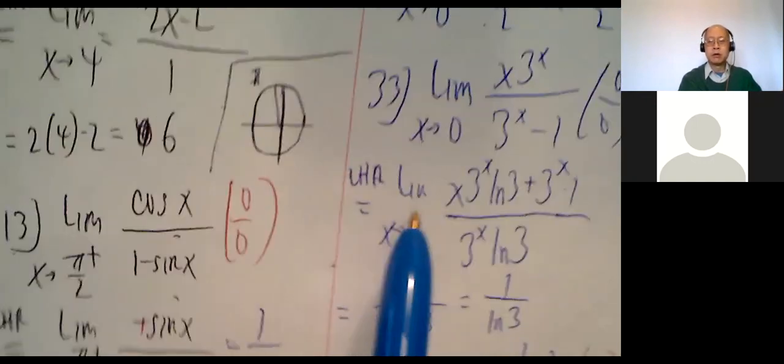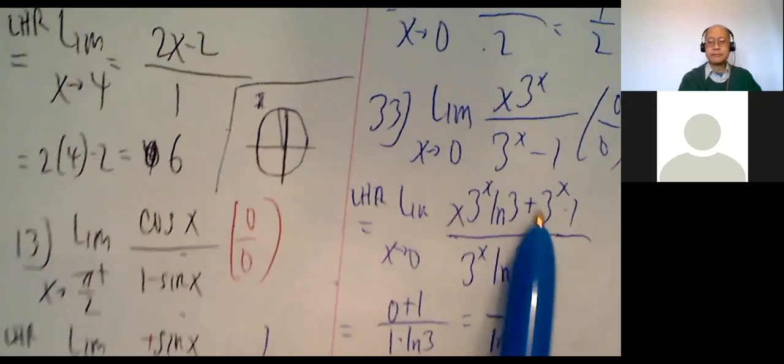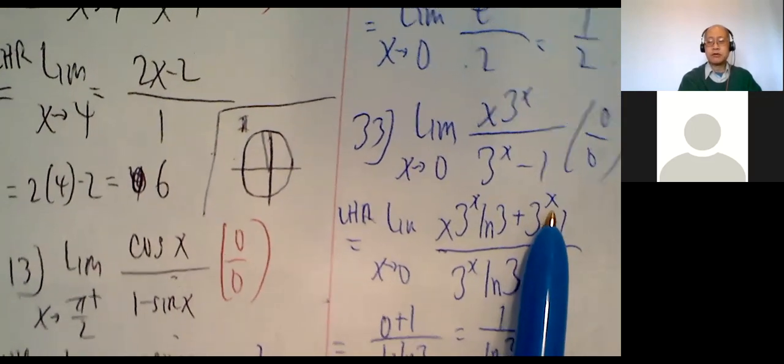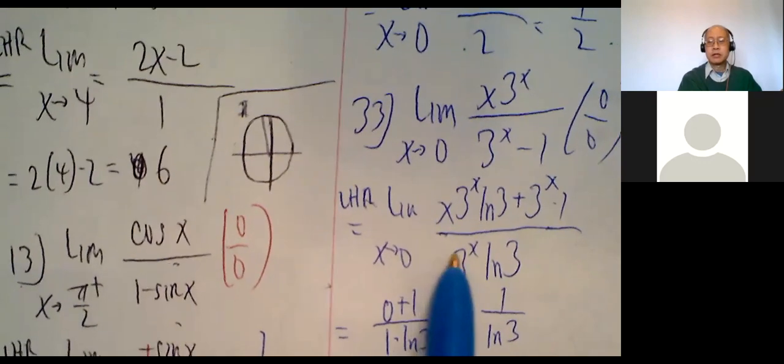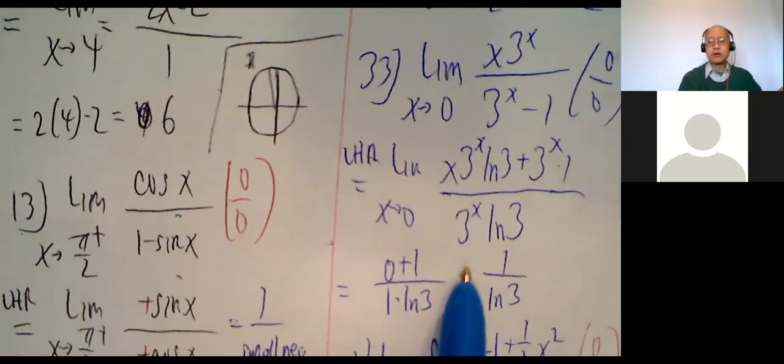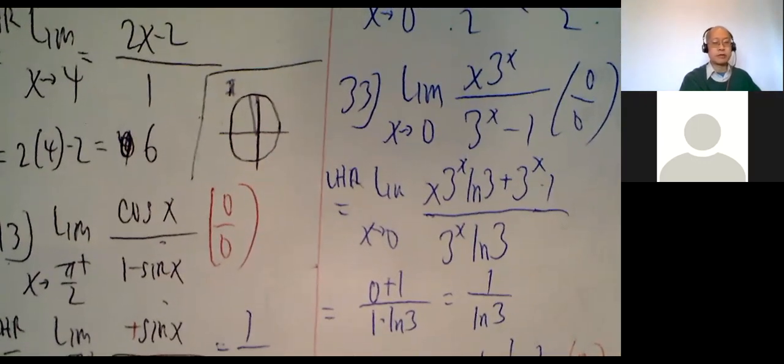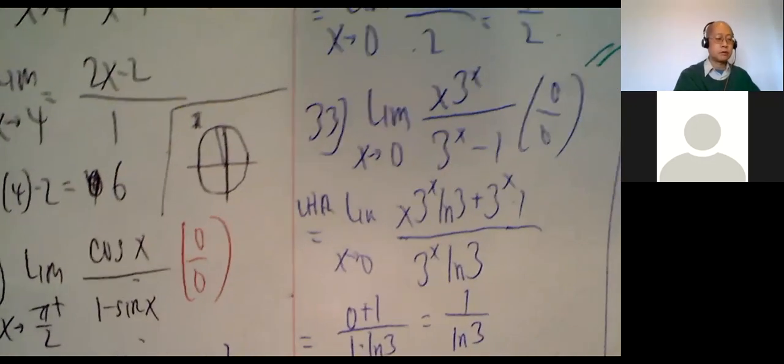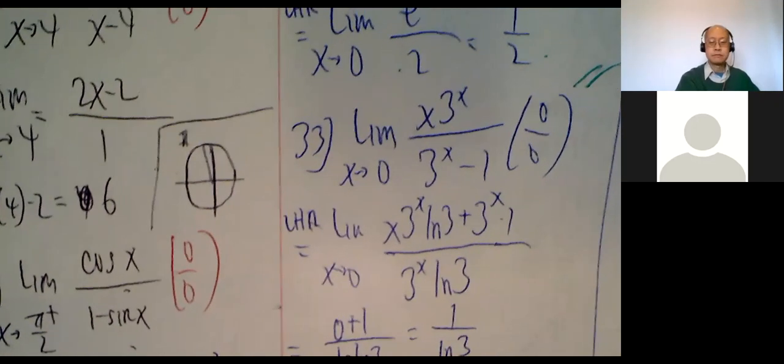Now I plug in 0. So that's gone. That's 3 to the 0, which is 1 on top. 3 to the 0, 1 ln 3. So the final answer is 1 over the natural log of 3 for that one. Okay.